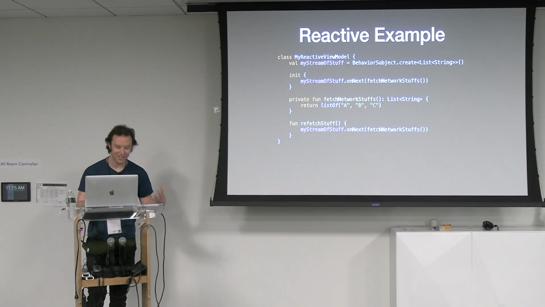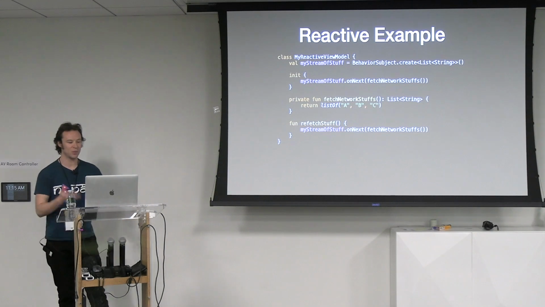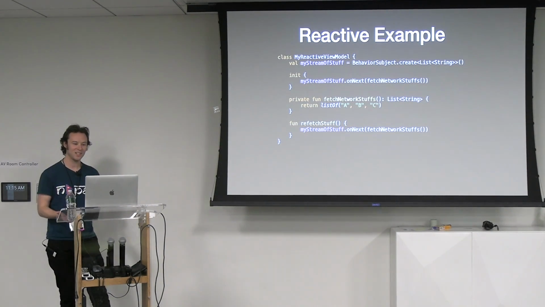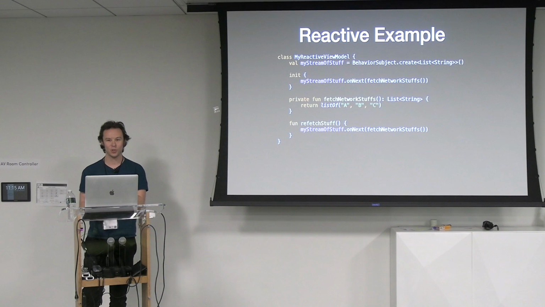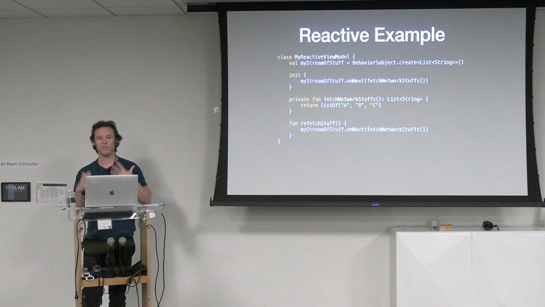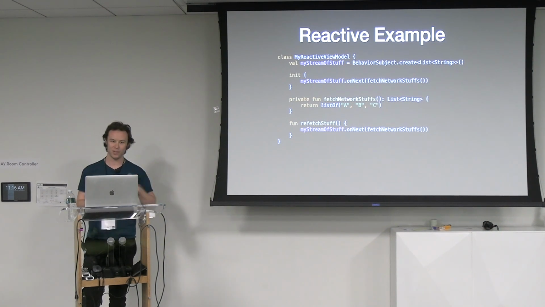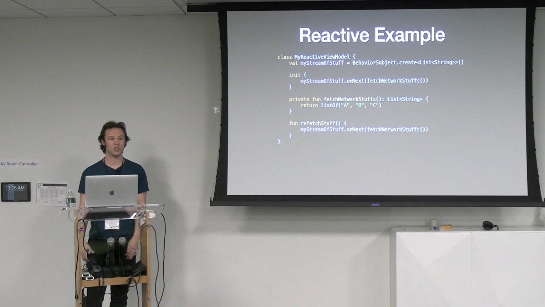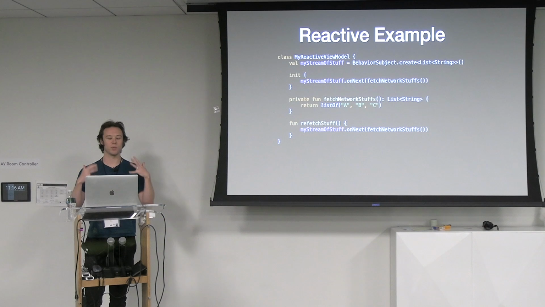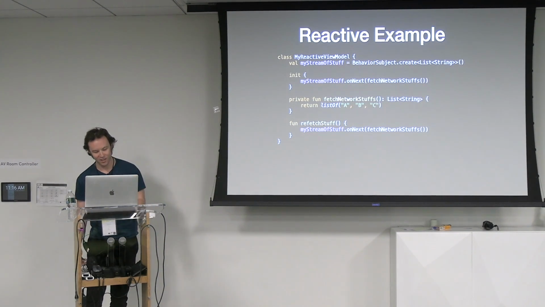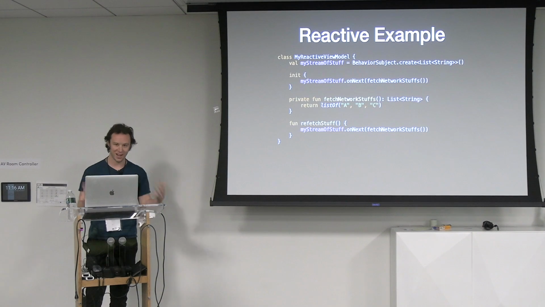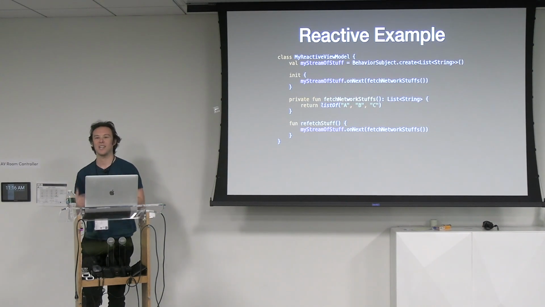We're back in our reactive ViewModel, and now instead of just exposing the fetch network stuff method, we expose a stream of network stuff. Our network stuff is just a list of strings. In our initialization block, we're fetching network stuff and then piping it through that stream. If anyone's listening to that stream, great. If they're not, this ViewModel does not care. Whoever is observing it can react to those changes. We also expose another function which refetches stuff and then pipes it through that same stream.